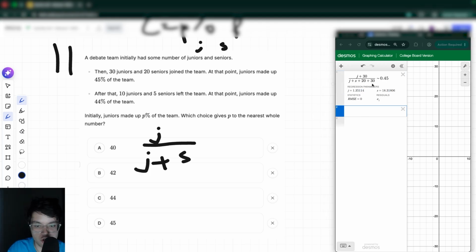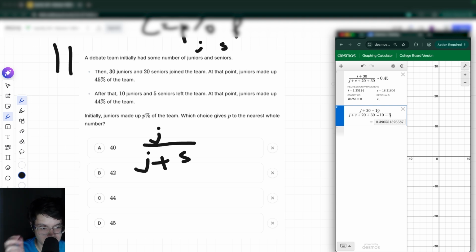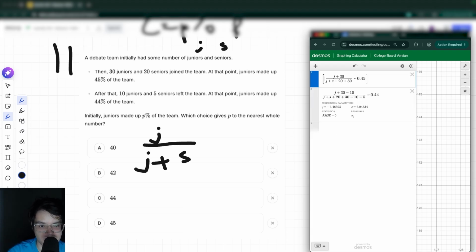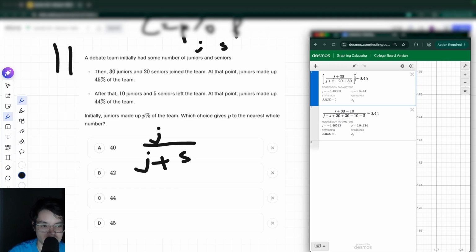So it says here 10 juniors and 5 seniors left the team now. So I can say minus 10 up here and then minus 10 and minus 5 down here. And so now it says it must be 0.44 of the team. So the thing is, this may look fine to you, but it actually is not fine because when you're writing it with the regression here and you have multiple different equations, you have to put them all together in one thing like we did for the other problem. So instead of this, we'd have to put them again in brackets and then put the left sides of both and also the right sides of both.